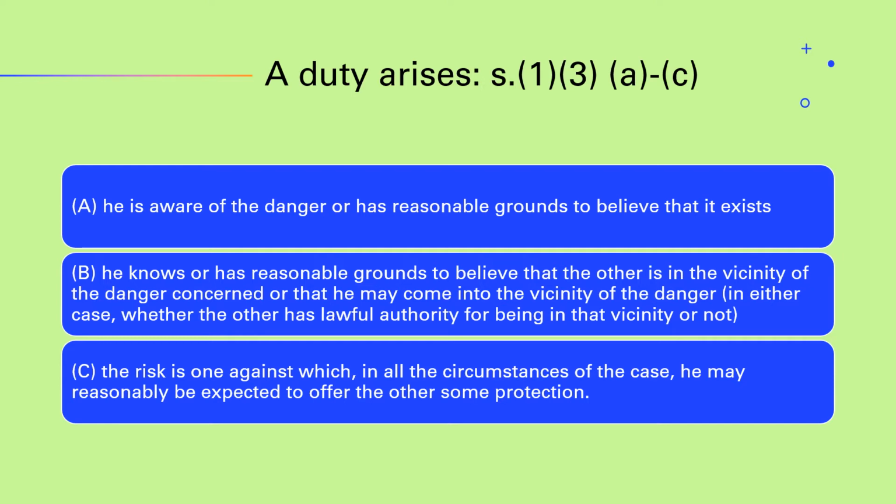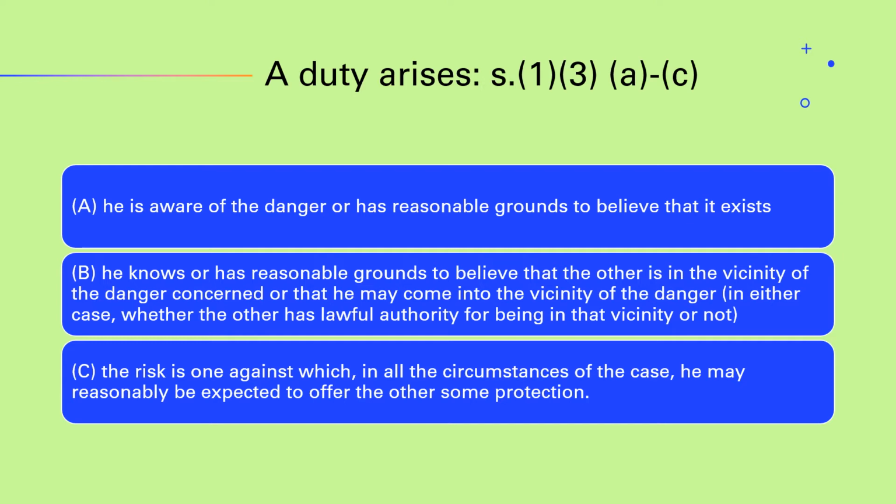If you do, then we need to consider whether the defendant knows about the person being in the vicinity, so whether the claimant is in the vicinity or people are close in the vicinity. So is there a reasonable chance or a reasonable knowledge of the person coming into the vicinity of the danger?